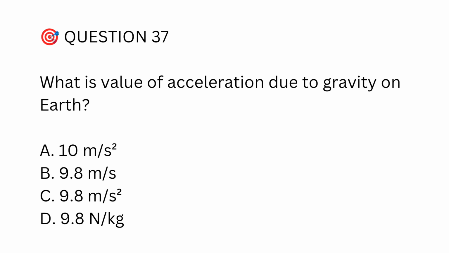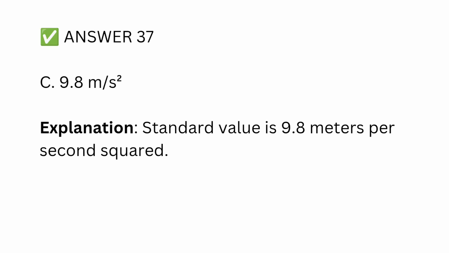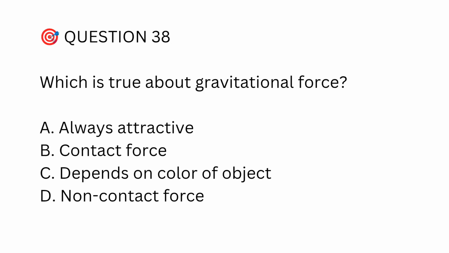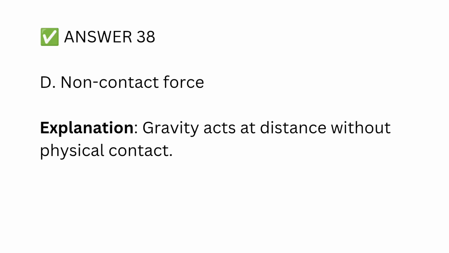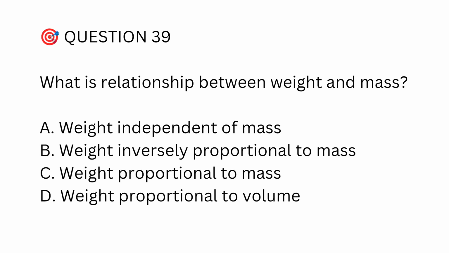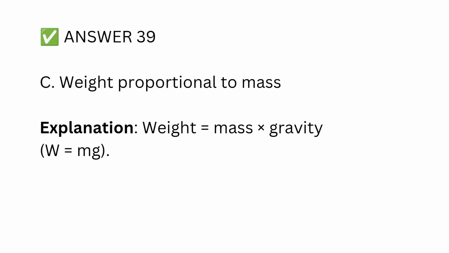What is value of acceleration due to gravity on Earth? The answer is option C, 9.8 meter per second square. Which is true about gravitational force? The answer is option D, non-contact force. What is relationship between weight and mass? The answer is option C, weight proportional to mass.